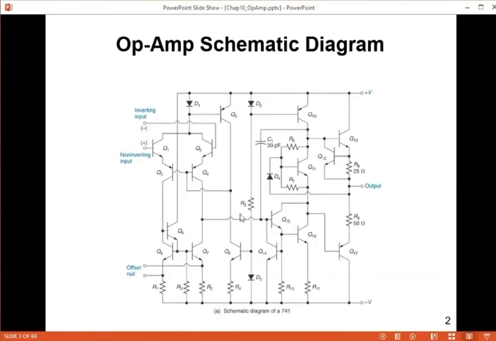This is the schematic diagram of a 741 op-amp. Internally it has many BJT circuits. But in the connection of the op-amp, you will only see a few legs that you are going to connect to make the op-amp functional. So despite having so many transistors inside the op-amp, we can always simplify the application of the op-amp itself.